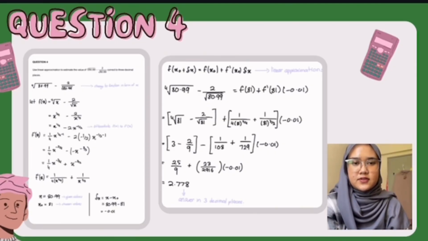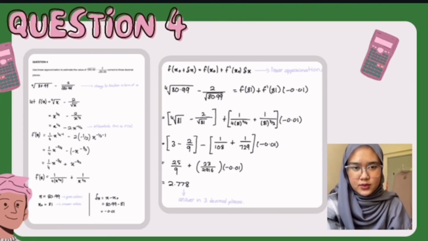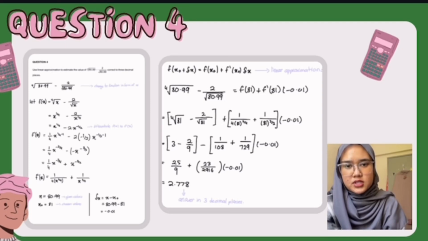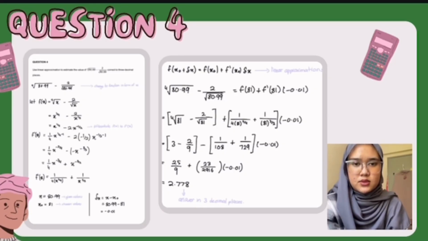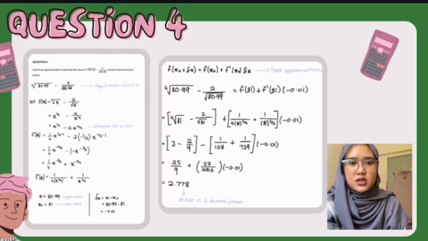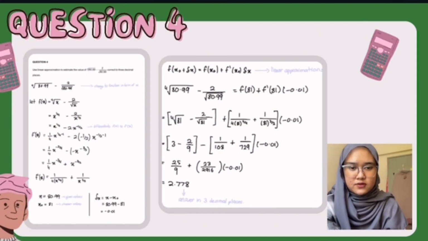As we can see, the value of x is 80.99, which we consider as the given value. The chosen value for x node is 81. Based on the formula for this question, delta x equals x minus x node. So 80.99 minus 81, the answer will be negative 0.01. Next, in this part, we will use the linear approximation formula. So we just substitute all of the values into the formula given, and the final answer will be 2.778, which is already in 3 decimal places as asked in the question above.